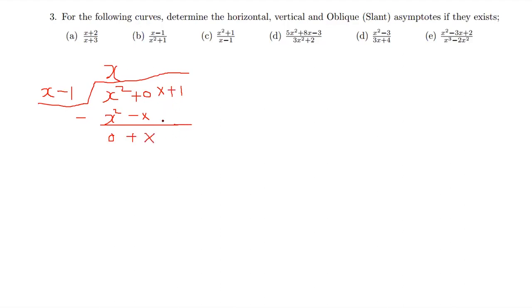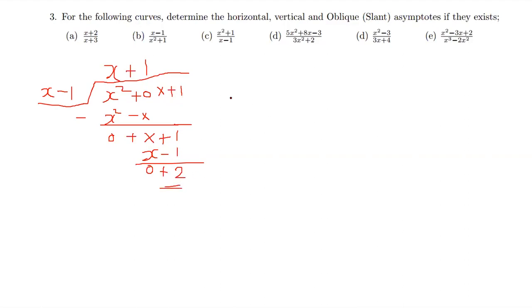And then 0x minus negative x, you get a positive x. And then you bring down this positive 1. Then you divide this x into x, you get 1. So you multiply that 1 times x, you get your x. And then 1 times -1, you get your -1. x minus x, you get a 0. 1 minus -1, you get a positive 2. So this positive 2 is a remainder.